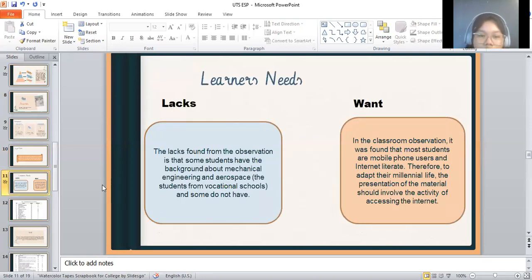The lacks found from the observation are that some students have the background about mechanical engineering and aerospace, the students from vocational school, and some do not have. In the classroom observation, it was found that most students are mobile phone users and internet literate. Therefore, they adapt to their millennial life. The presentation of the material should improve the activity of accessing the internet.